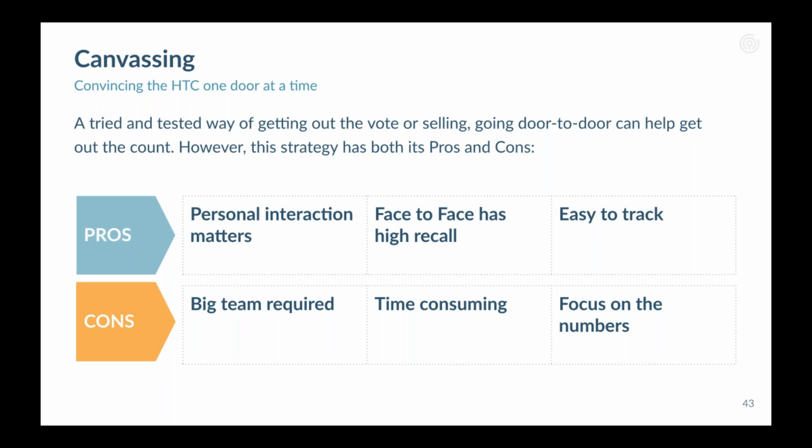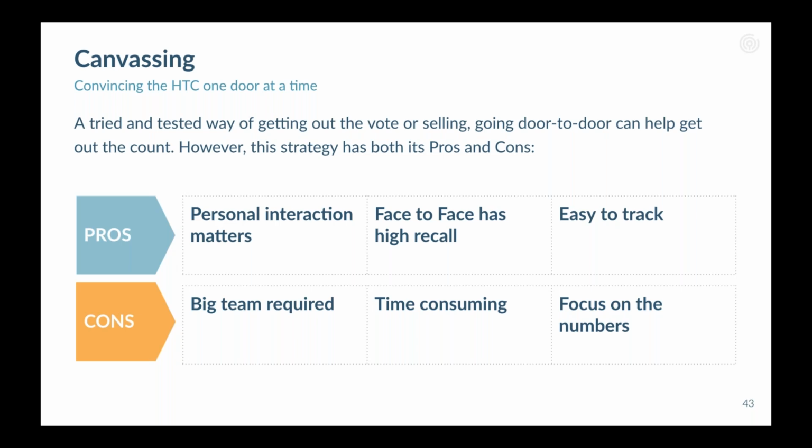Finally, it's easier to track and to confirm that you talked to the right people compared to traditional or digital channels. So you can keep track and you can keep a record of where you've been, who you talked to, and whether you think you convinced those people to get out the count.